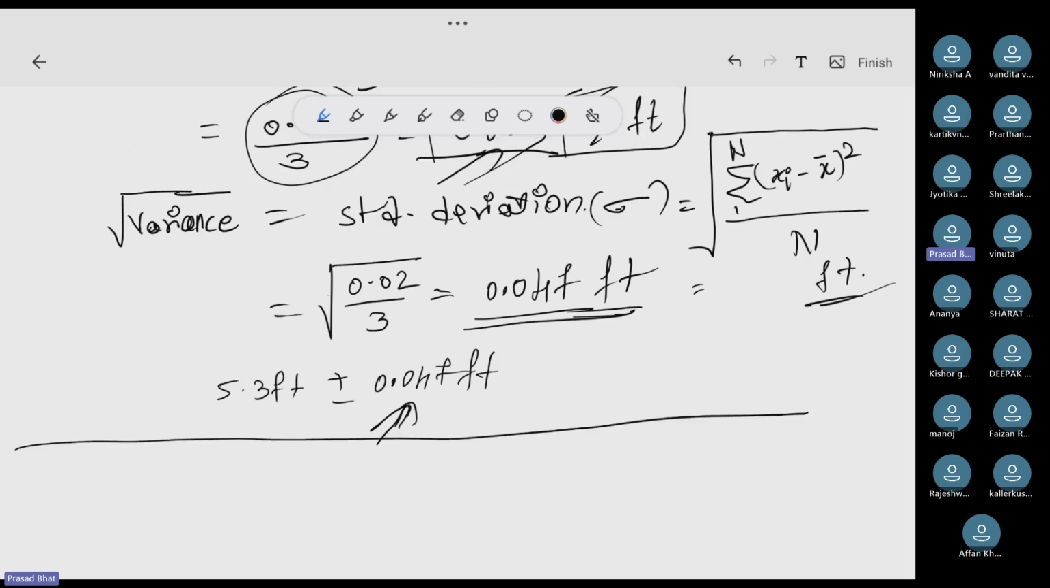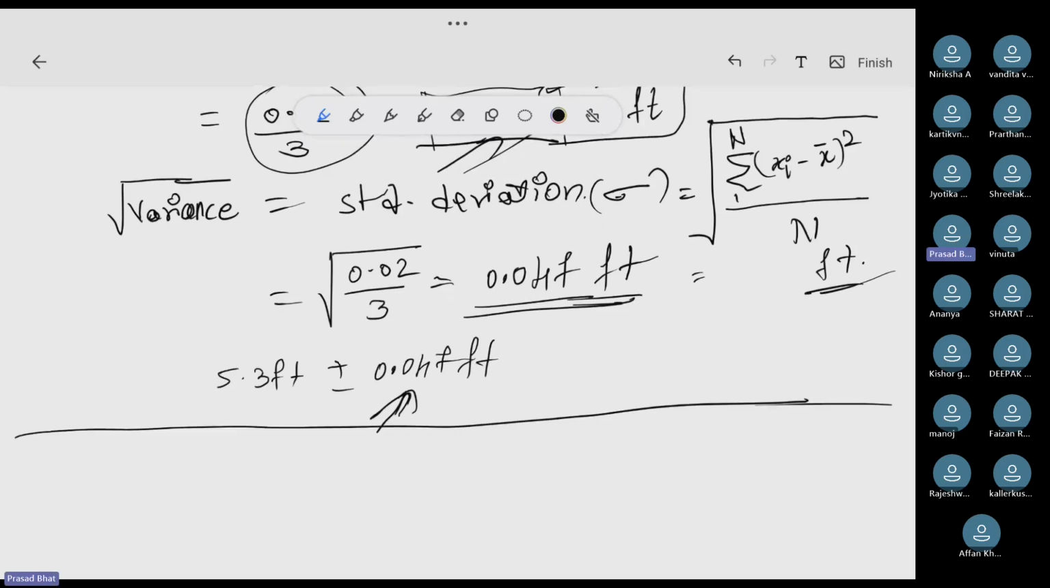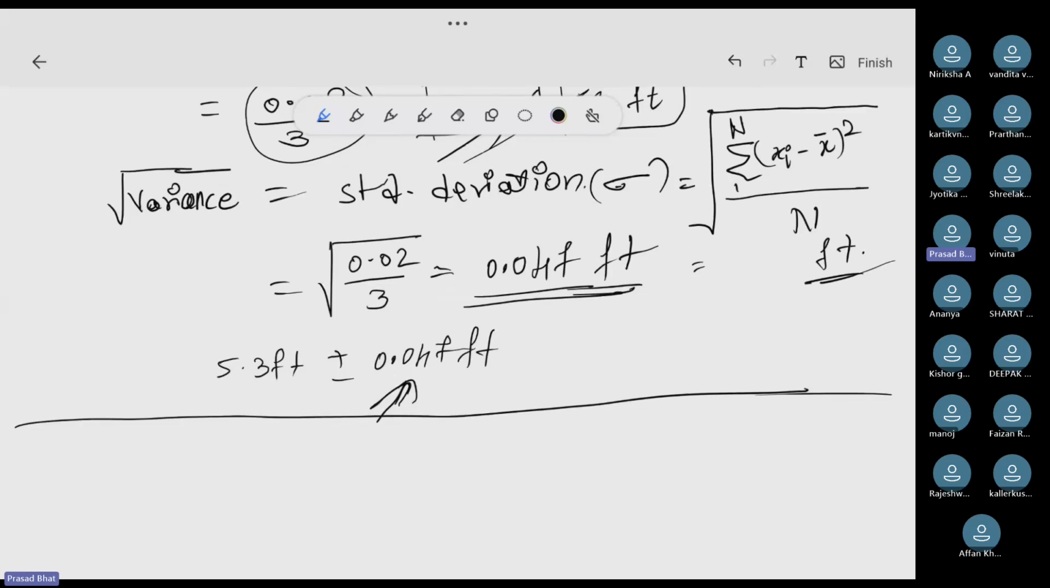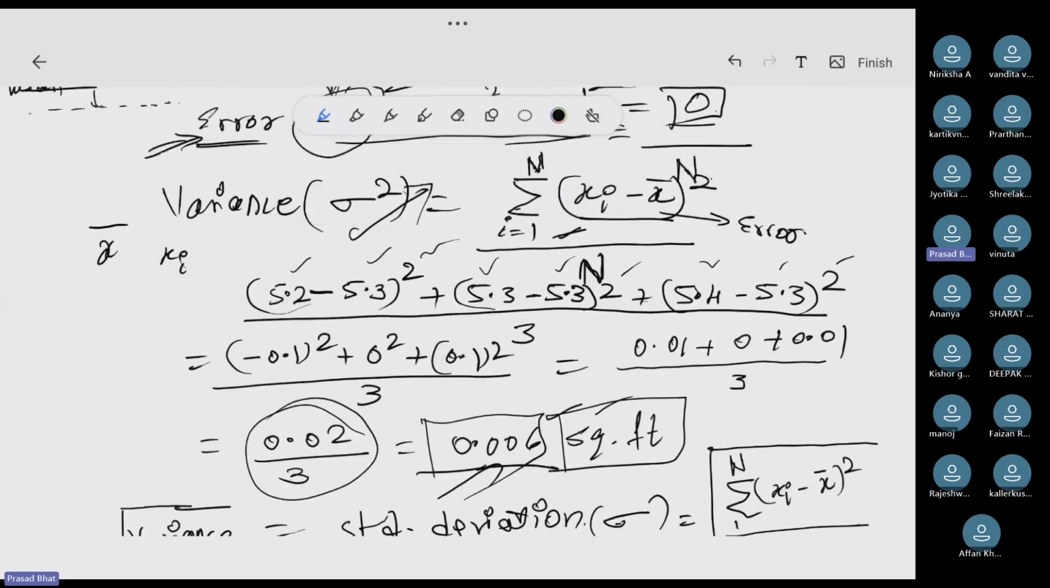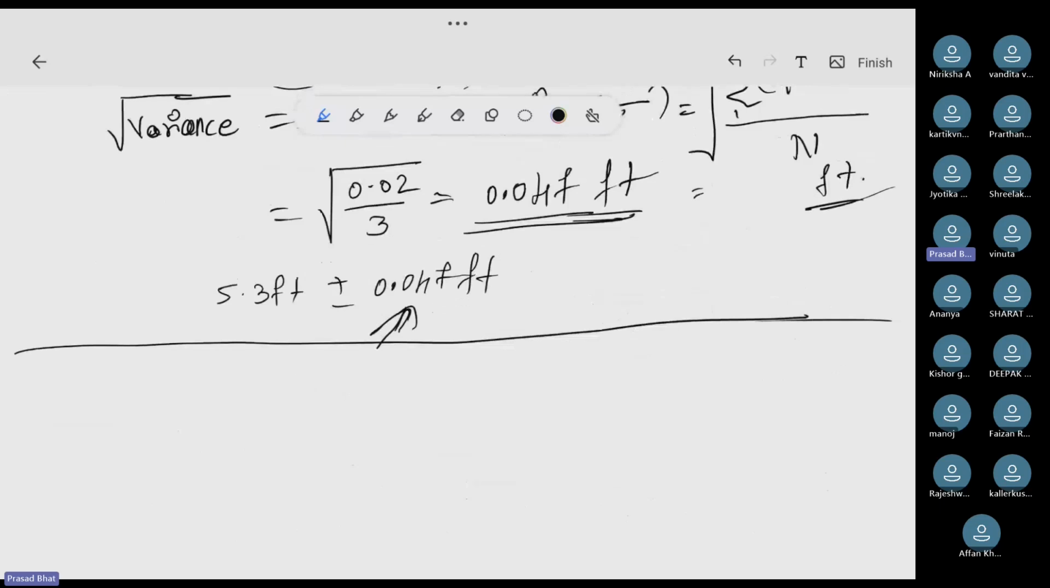Now, these things actually matter a lot, because when we build the linear regression model, this is what we calculate. Standard deviation and variance is what we calculate to understand how much error is happening and everything. So this understanding has to be there. Is it clear for everyone?